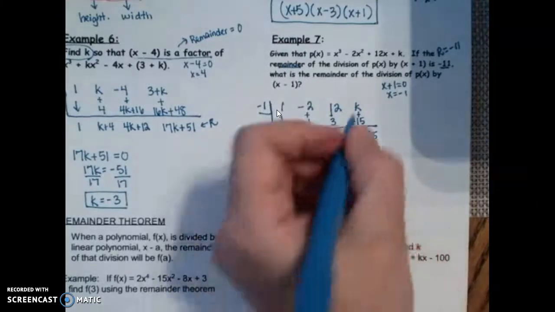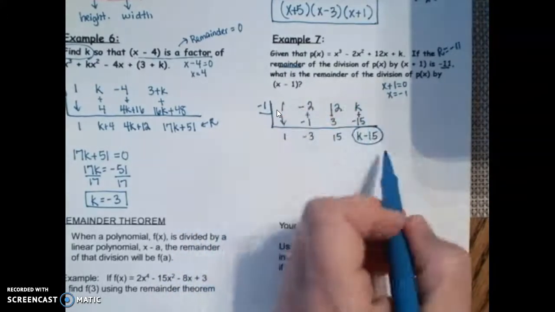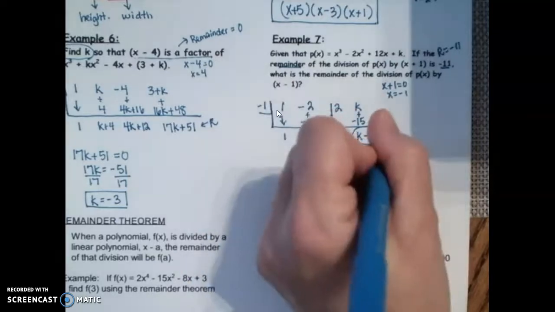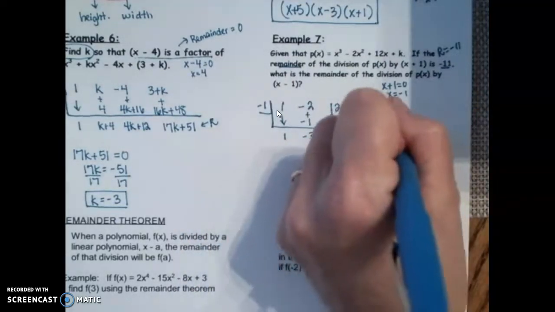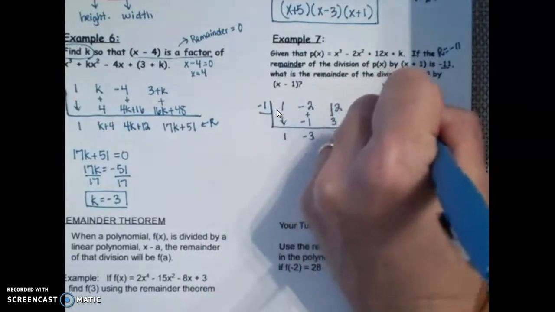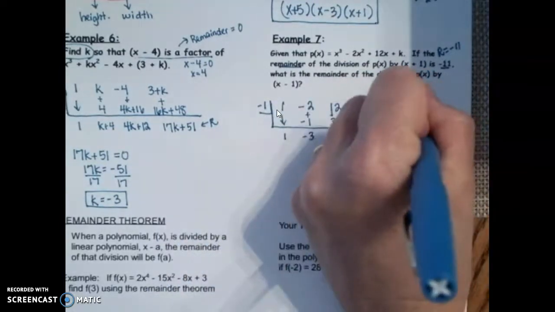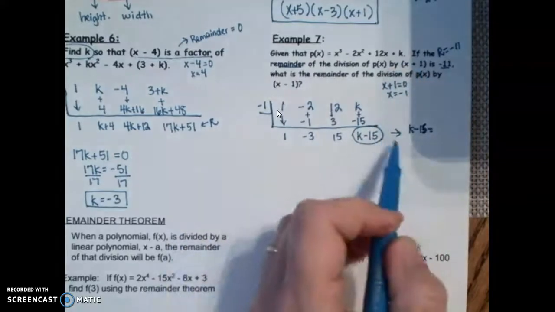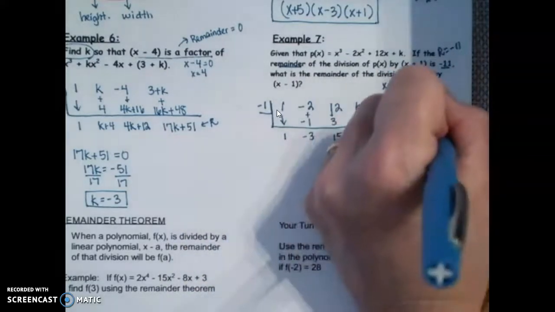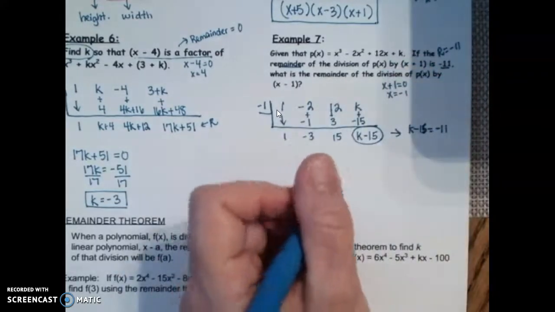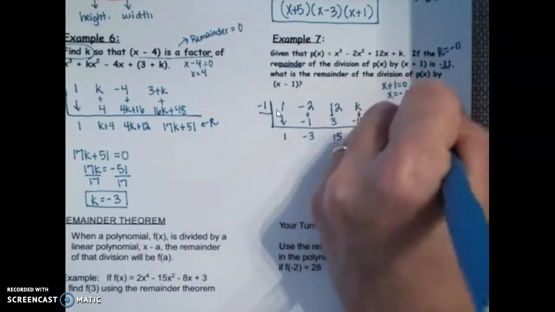So again, think about what that represents. That represents your remainder, and our remainder was equal to -11. So you're going to take this k minus 15, and we're not going to set it equal to 0 because it told me the remainder was -11. We're going to set it equal to -11. So you would add your 15.